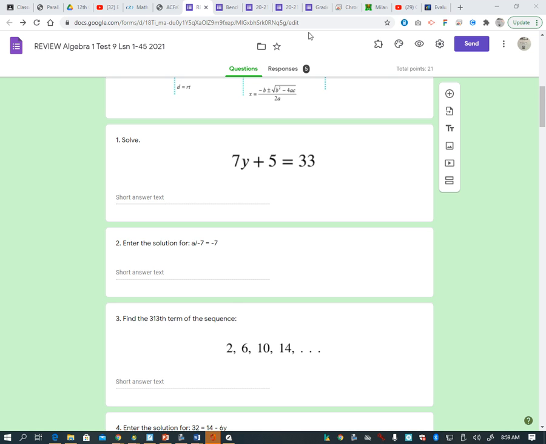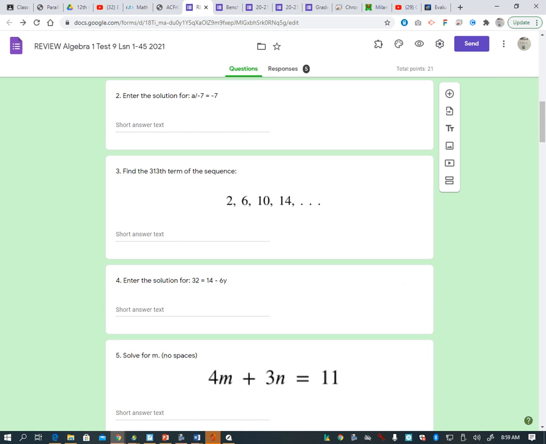Number 2, enter the solution for a divided by -7 equals -7. Maggie? You're going to multiply by -7 on both sides. Good. Multiply by -7 on both sides. Now, if I just write -7 there, it would have been really easy for me to miss the multiplication on this side and get -14, right?